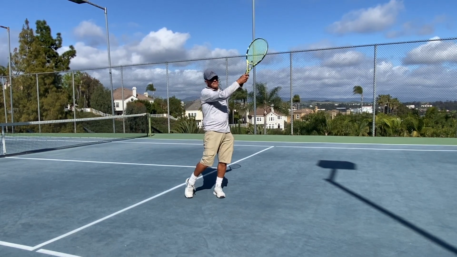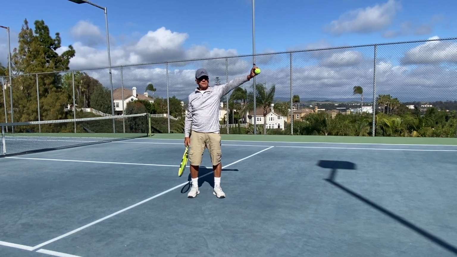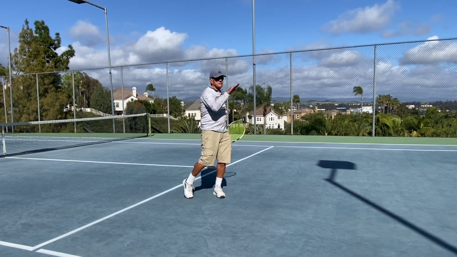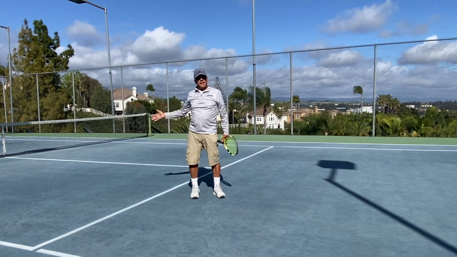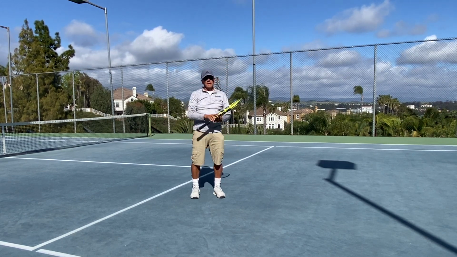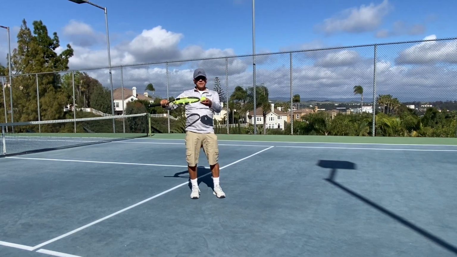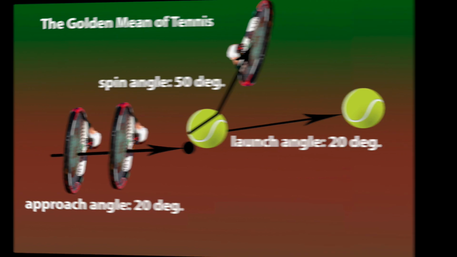And then you're going to go up 50 degrees. The ball's going to go out about 10 to 20 degrees. So that's the launch angle, the one that goes out this way with the path of the ball. The spin angle is the 50 degrees that you go up in contact, and the approach angle is the 20 degrees you go into the ball. Here is the diagram of the golden mean of tennis, but be sure and watch my video on the subject. It goes into much greater detail.